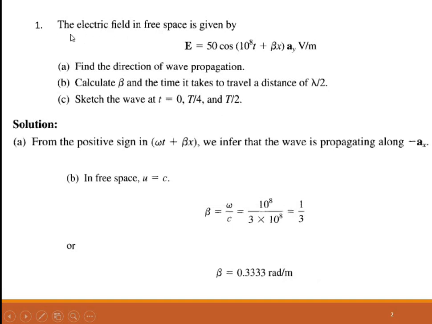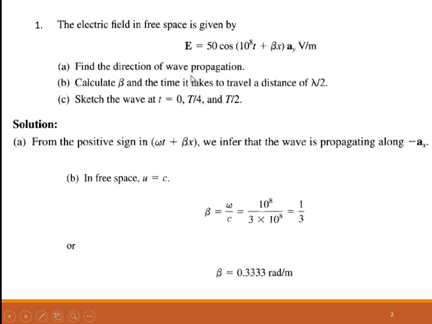Okay, so the first problem that we have is, let's go through the question. The electric field in free space is given by E is equal to 50 cos(10^8 t + beta x) a_y volt per meter. And you're asked to find three parameters.